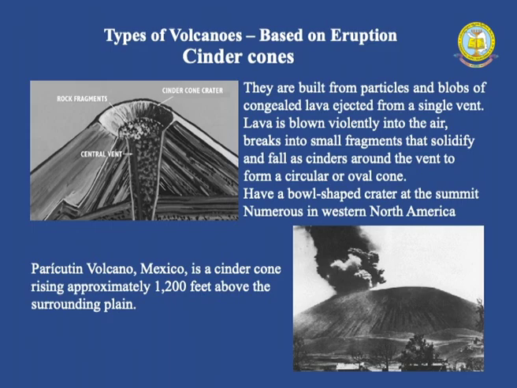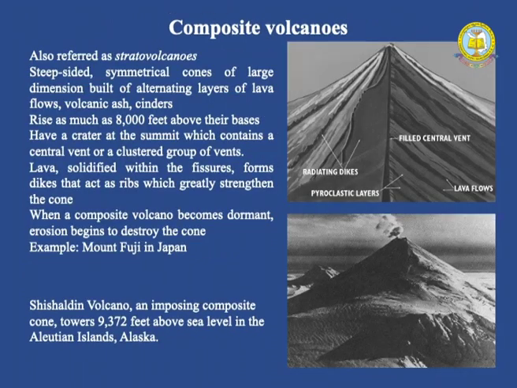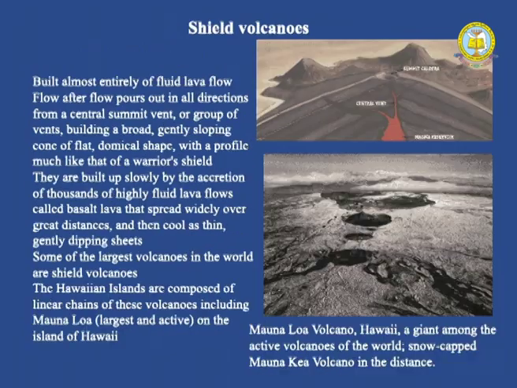We can find this in Mexico. This is a real picture. Then composite volcanoes, which have multiple vents. An example is Mount Fuji in Japan. Then we have the shield volcano. It forms a shield-like structure. Continuous eruption of lava overflows and finally forms a shield-like structure. What we find in Hawaii island, Mauna Loa, is one of the largest volcanoes in the world as well as on the island of Hawaii.